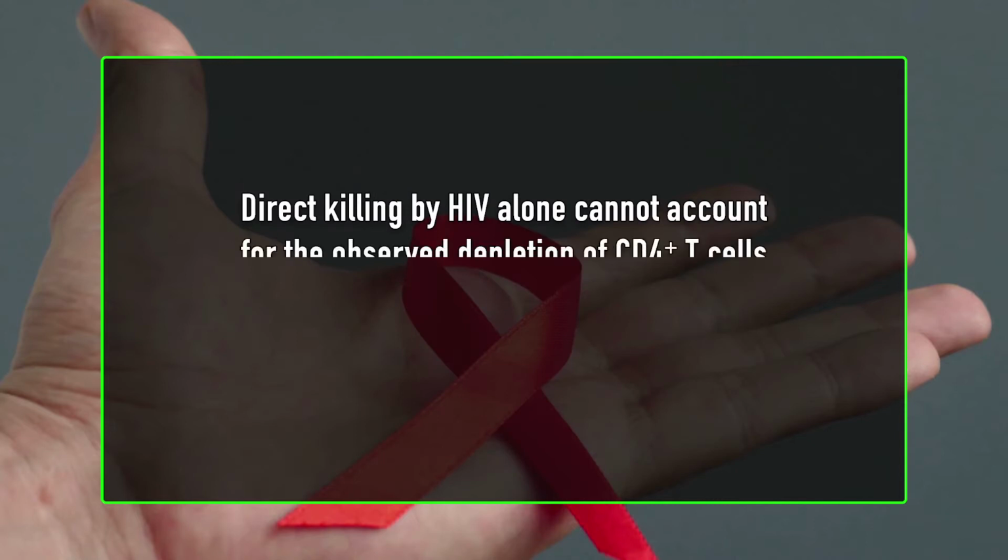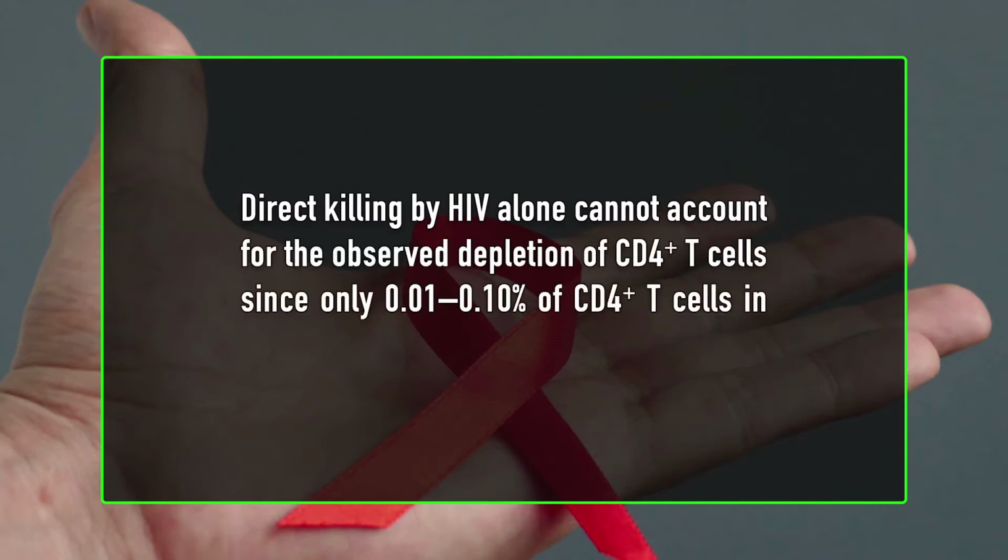However, direct killing by HIV alone cannot account for the observed depletion of CD4 positive T cells, since only 0.1 to 1% of the CD4 positive T cells in the blood are infected. A major cause of CD4 positive T cell loss appears to result from their heightened susceptibility to apoptosis when the immune system remains activated. Although new T cells are continuously produced by the thymus to replace the ones which are lost, the regenerative capacity of the thymus is slowly destroyed by direct infection of its thymocytes by HIV.